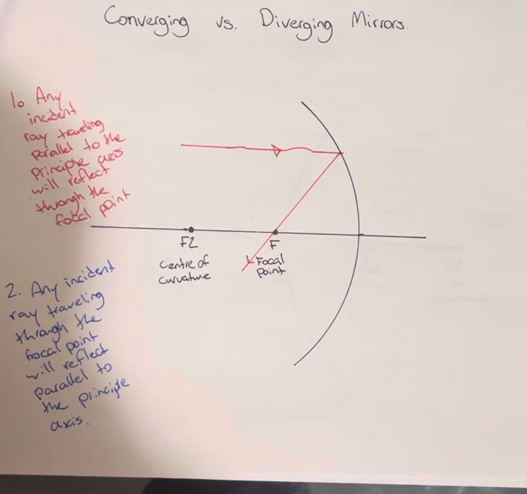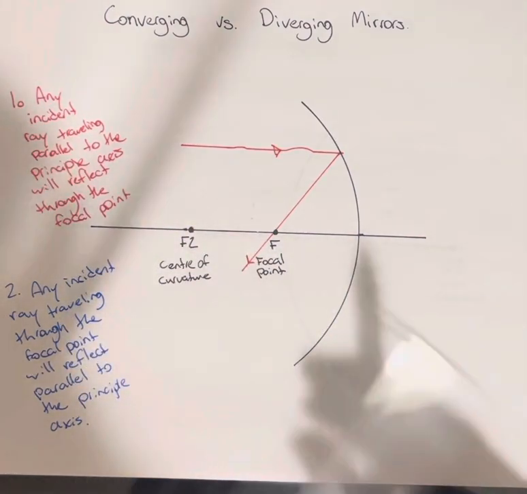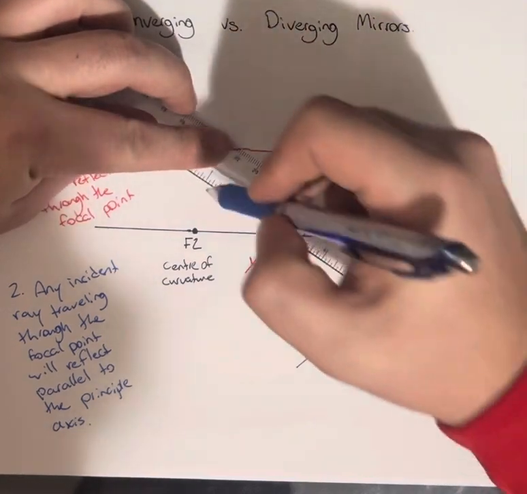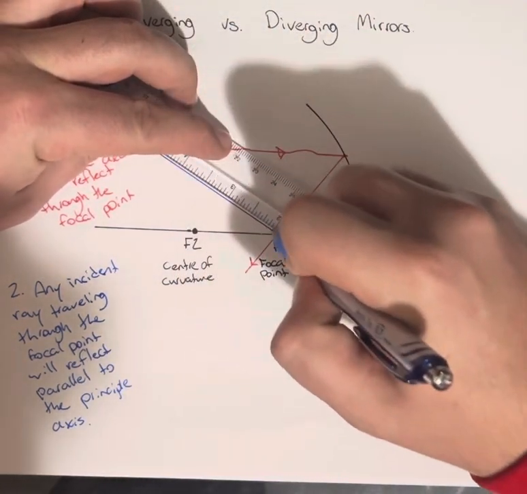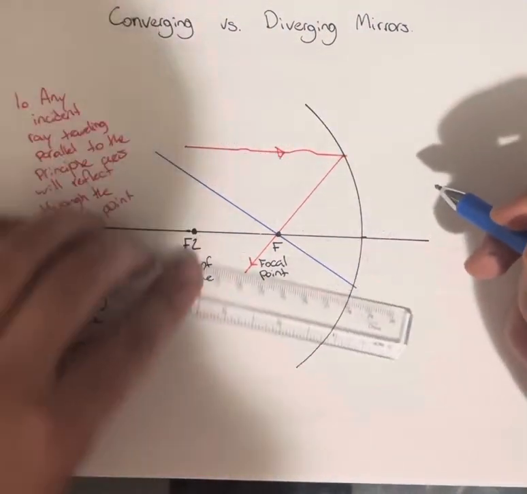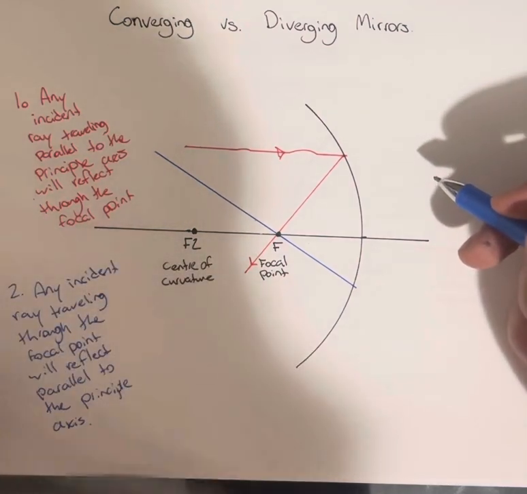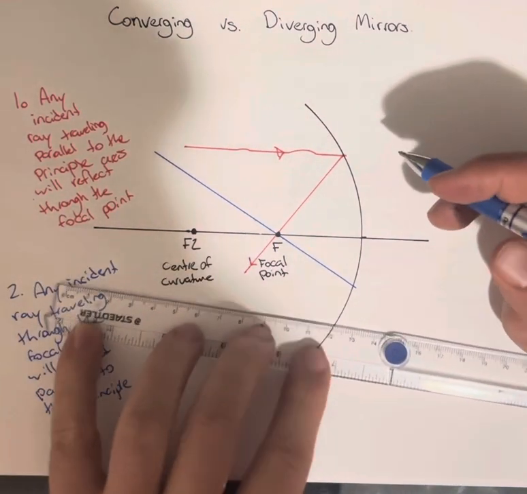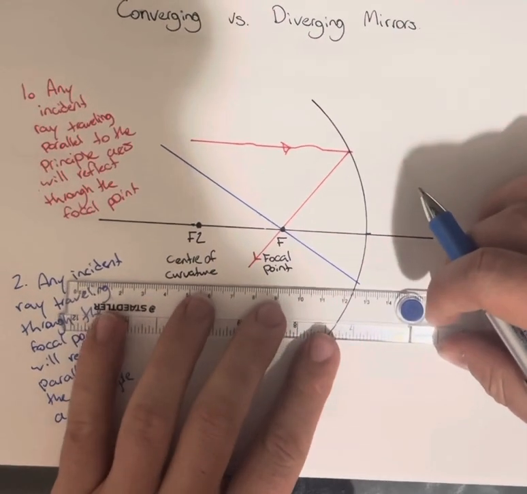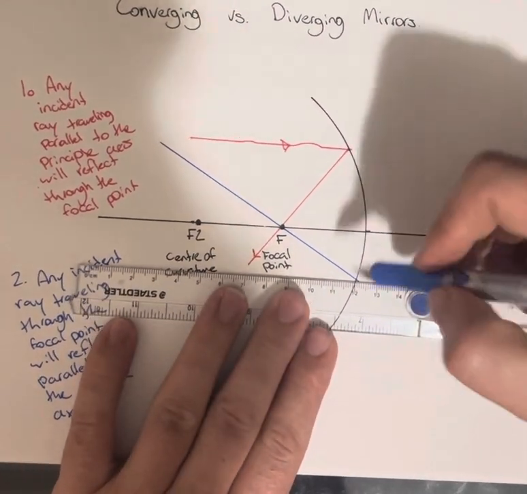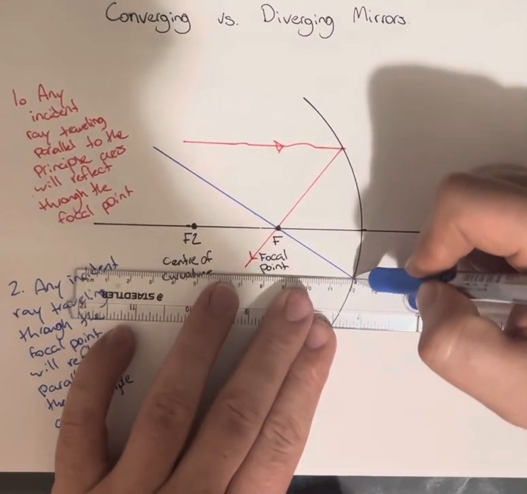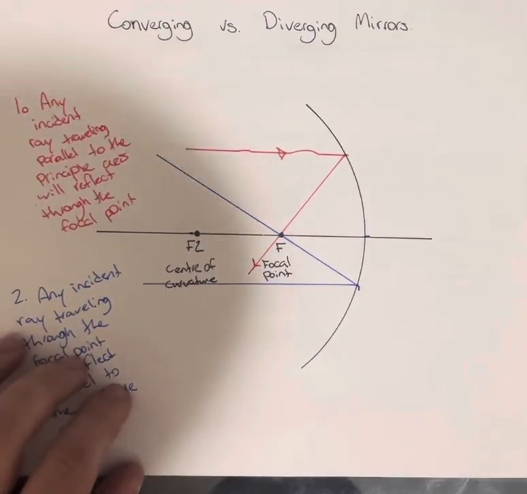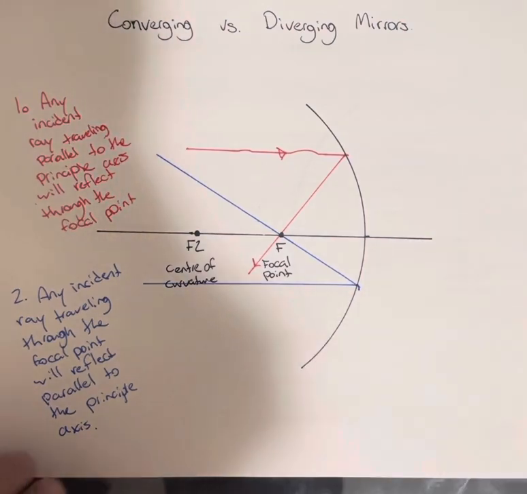And then we also know that if we have any incident ray that travels through the focal point and contacts the mirror, it is going to reflect parallel to the principal axis. These are the two concepts that we used in our ray diagrams for our converging mirrors, or our concave mirrors. And the process is going to be quite similar for our diverging mirrors.